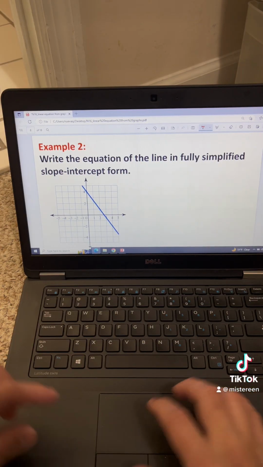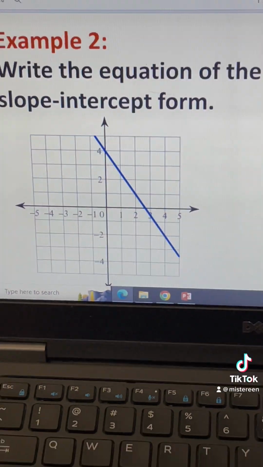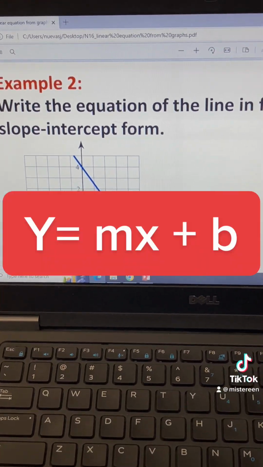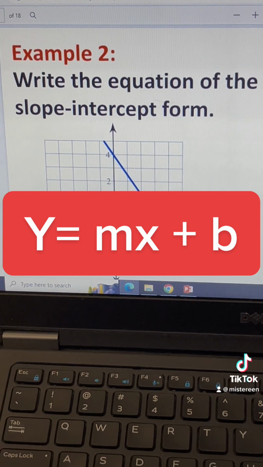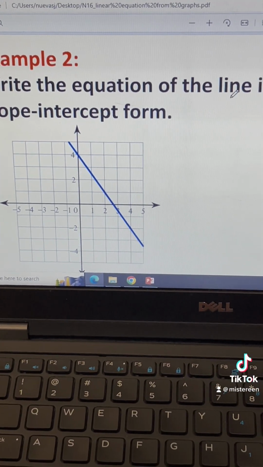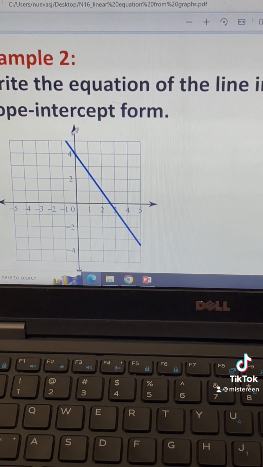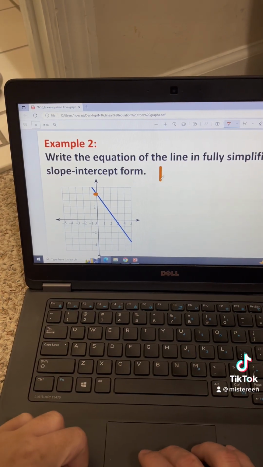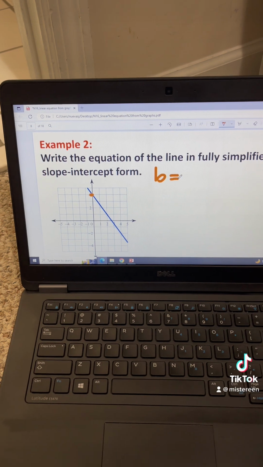All right, for our next example, we have this graph here, and we will write the equation of this graph in the slope-intercept form, which is y equals mx plus b. So again, step 1 is to determine the y-intercept, or your b. Remember, your b here is where the graph crosses the y-axis, and it should be at this point, which is a positive 4. So your b is a positive 4.